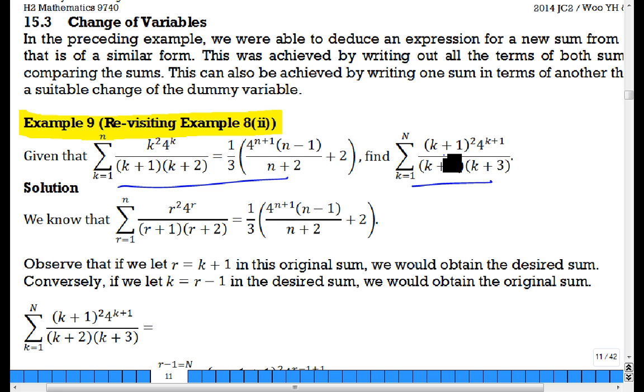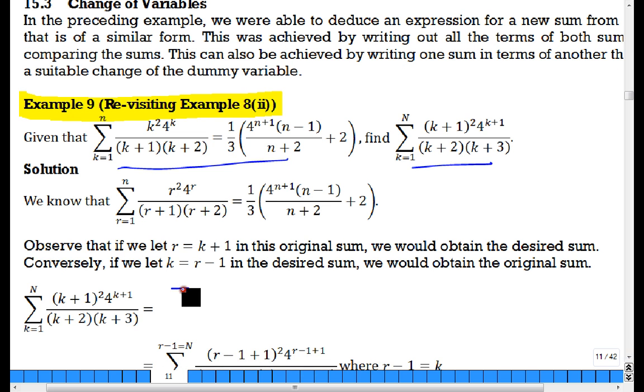What do we mean? That means I let, say, R equals K plus 1. You follow what I'm saying? Okay, now you copy. If I let R equals K plus 1, I will get the summation of R squared, 4R over R plus 1, R plus 2.